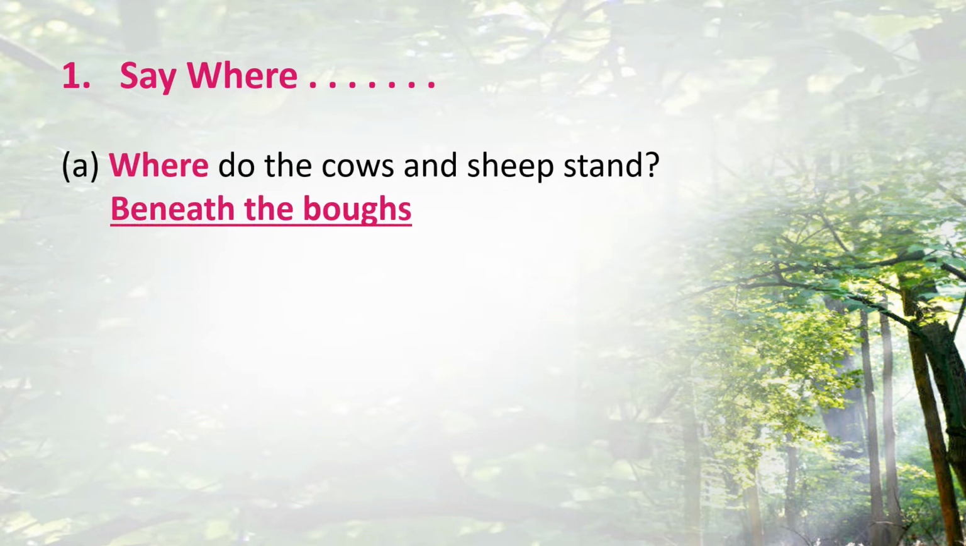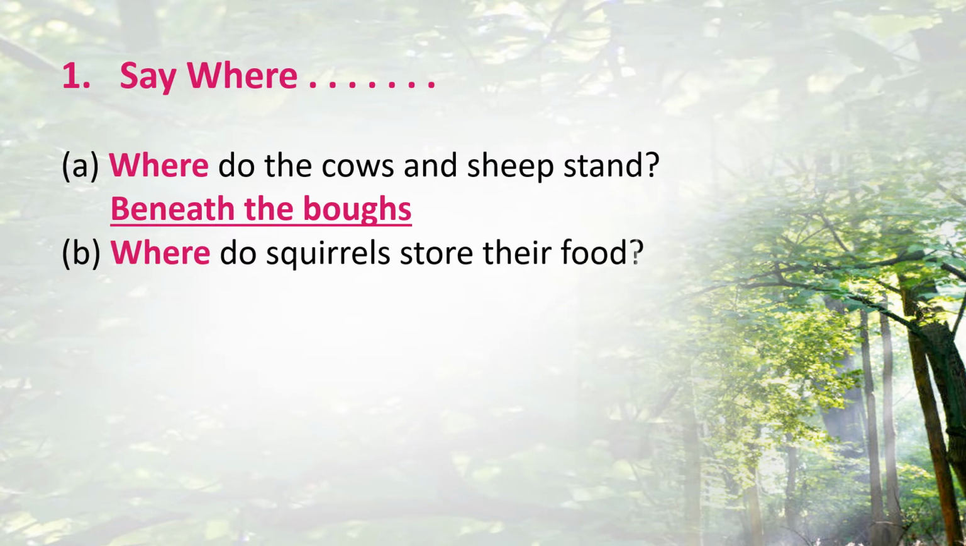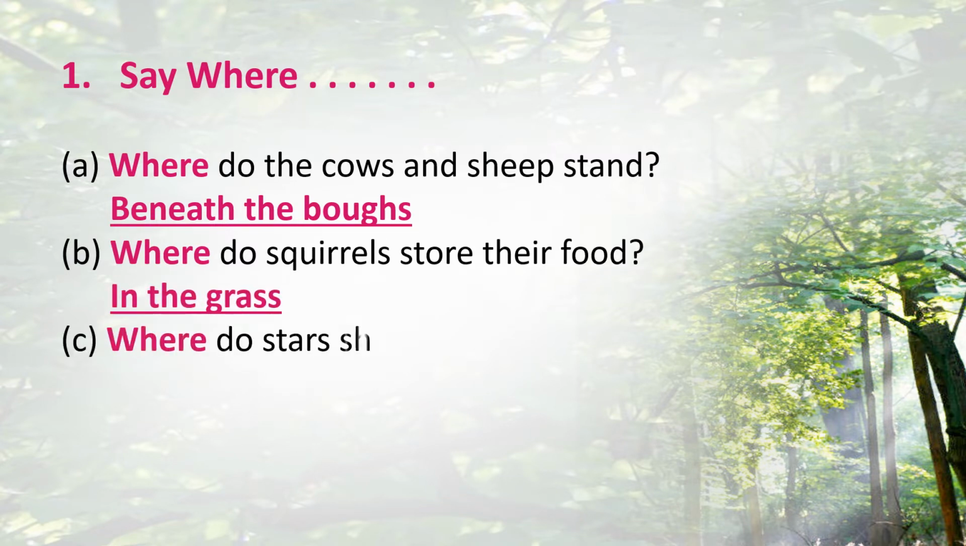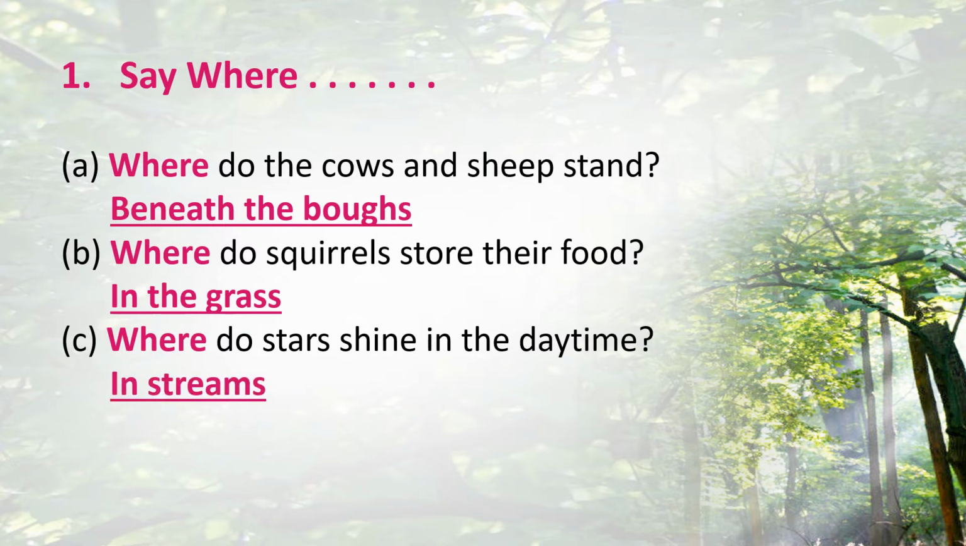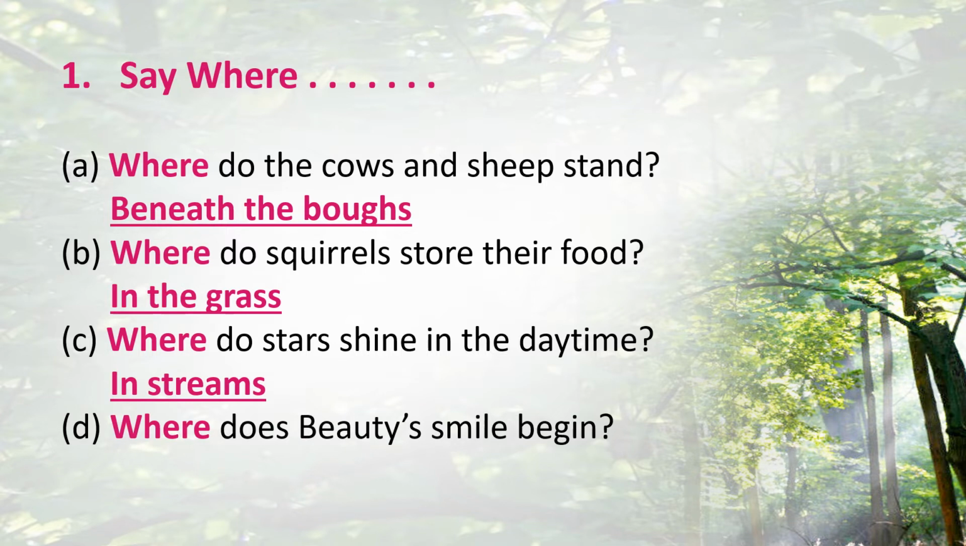Say where. Where do the cows and sheep stand? In the poem, the cows and sheep stand beneath the boughs or the branches. Where do squirrels store their food? In grass. Where do stars shine in the daytime? In streams. And where does beauty's smile begin? In her eyes.